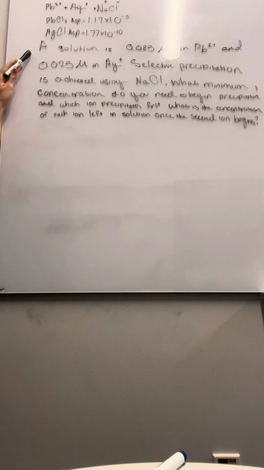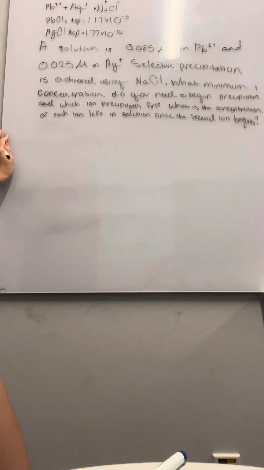A solution is 0.085 molarity in Pb2+ and 0.025 molarity in Ag+. Selective precipitation is achieved using NaCl. What minimum concentration do you need to begin precipitation, and which ion precipitates first? What is the concentration of each ion left in solution once the second ion begins?